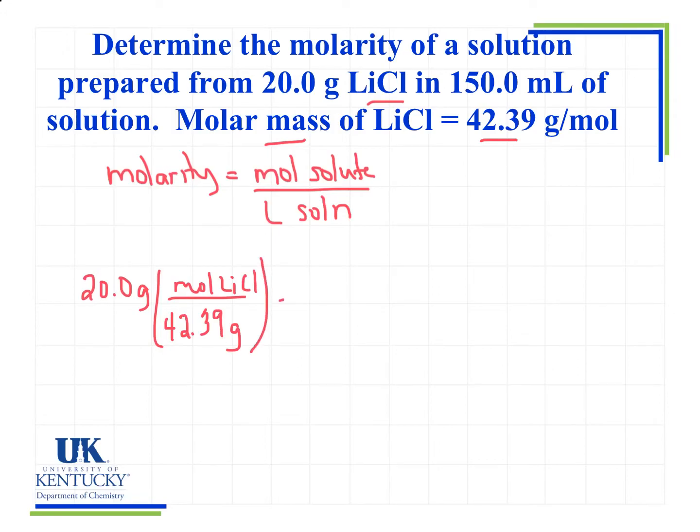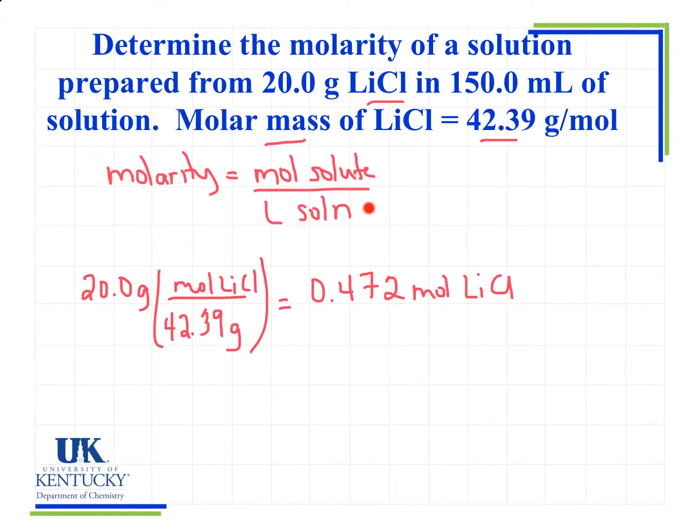And so now when I look at this, my units of grams have canceled out, and I'm going to take 20 divided by 42.39, and I get 0.472 moles of lithium chloride. So now I know my moles of lithium chloride that I need for the numerator.